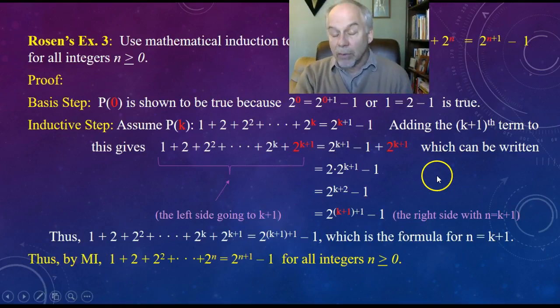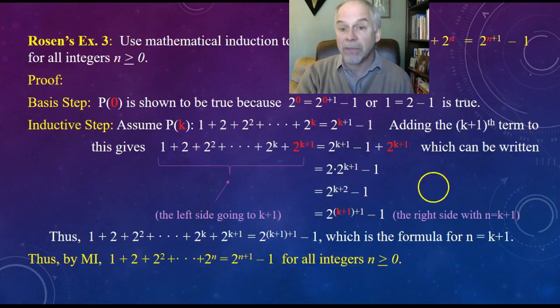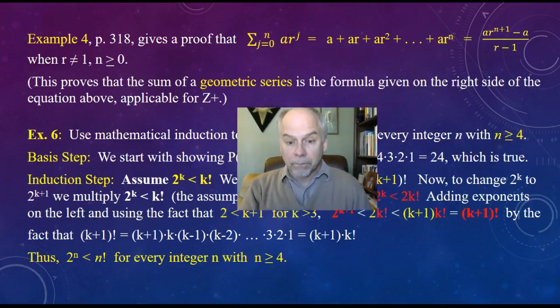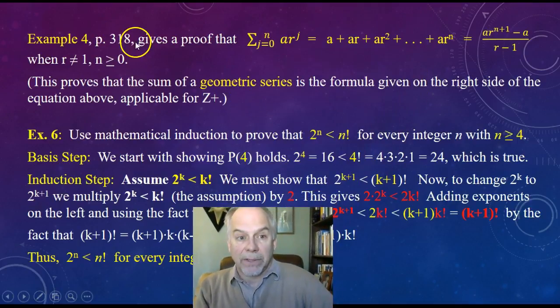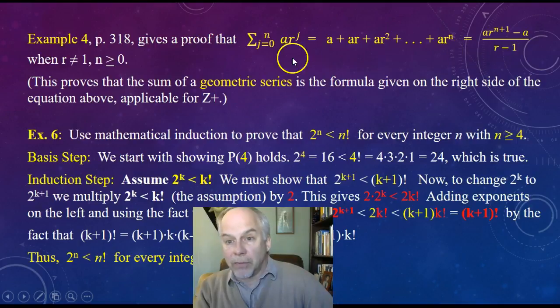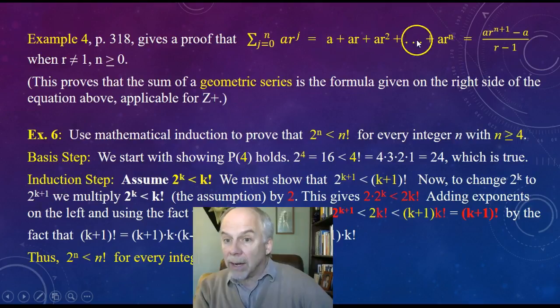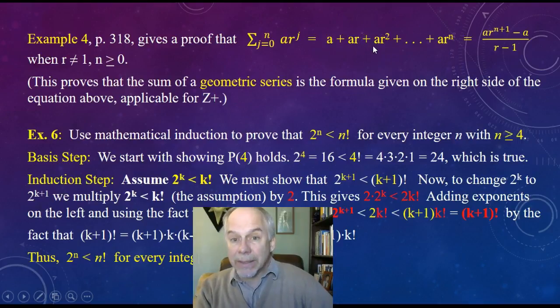All right? But we can also use it on things in computer science, including what are called recursive algorithms, and we'll talk about that. Now, example 4, page 318, gives a proof. It's a little bit more complicated proof, but it gives a proof of this formula right here. Now, this formula is the sum of a geometric series. A series is when you're adding up terms in a geometric sequence.